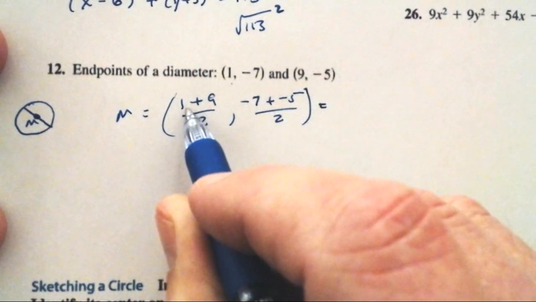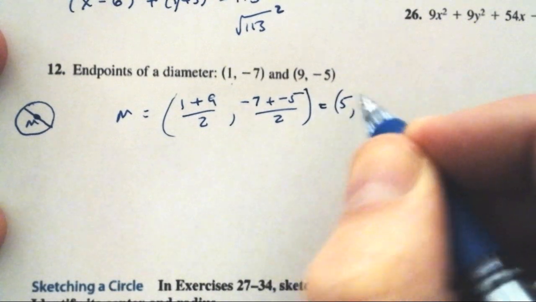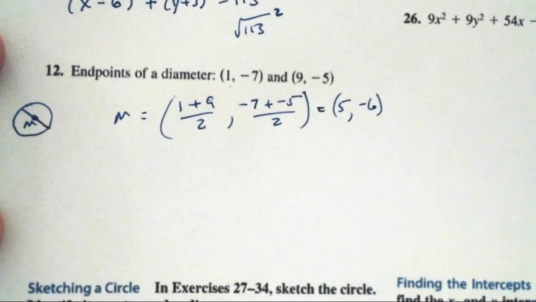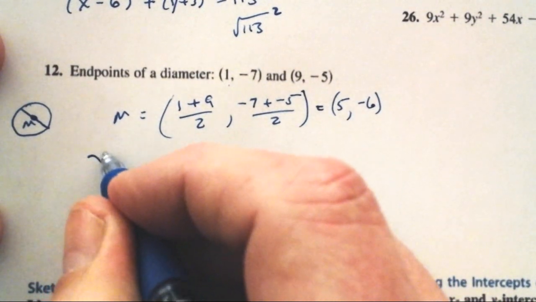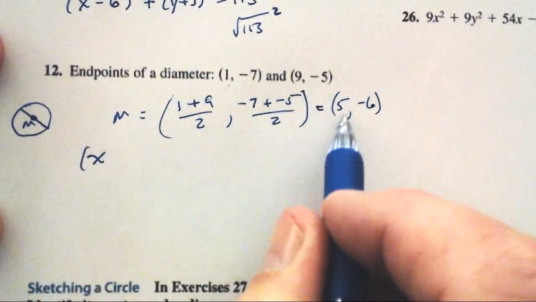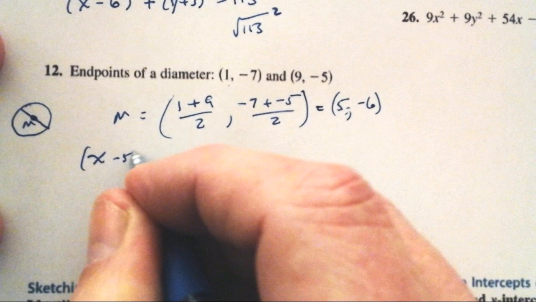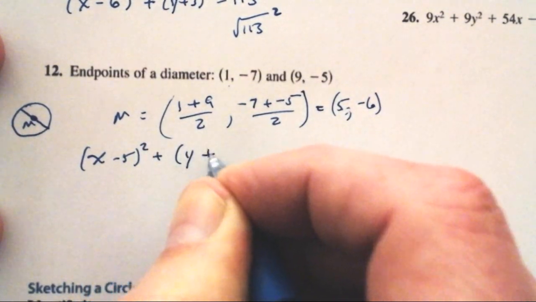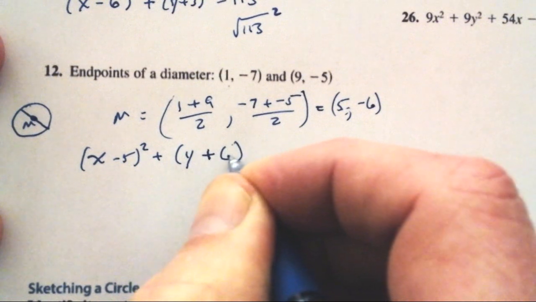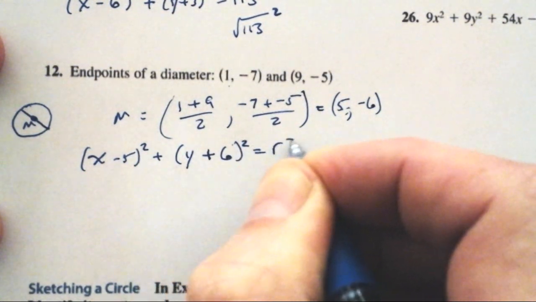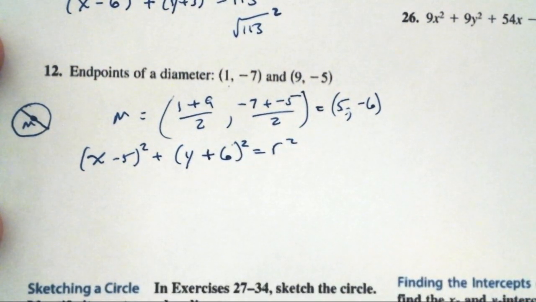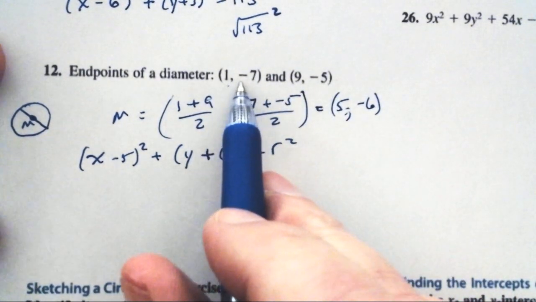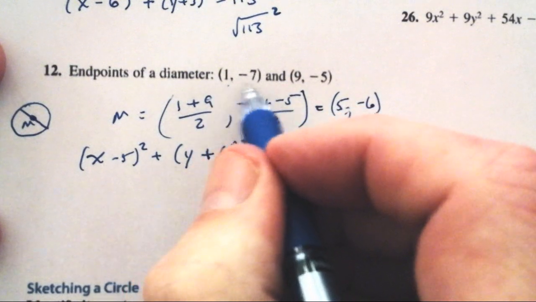So our midpoint is (10/2, -12/2), which is (5, -6). So we have an equation of the circle that's centered here: (x - 5)² + (y - (-6))², (y + 6)² = r². And once again, we can plug in either of these points. Neither of them are particularly favorable.